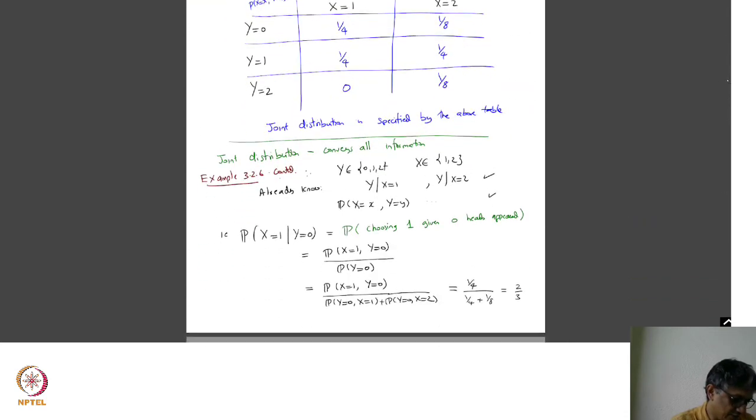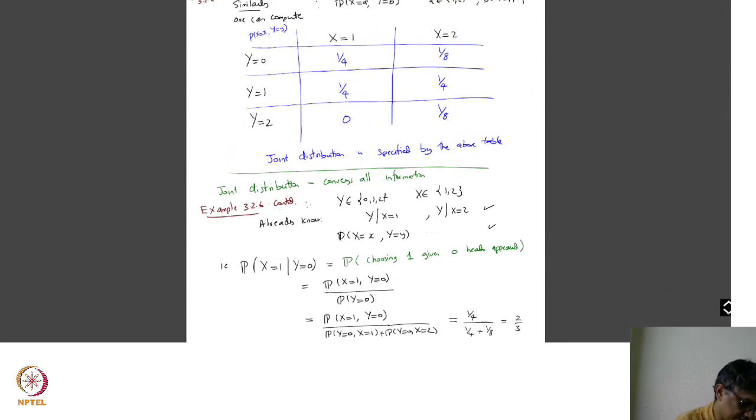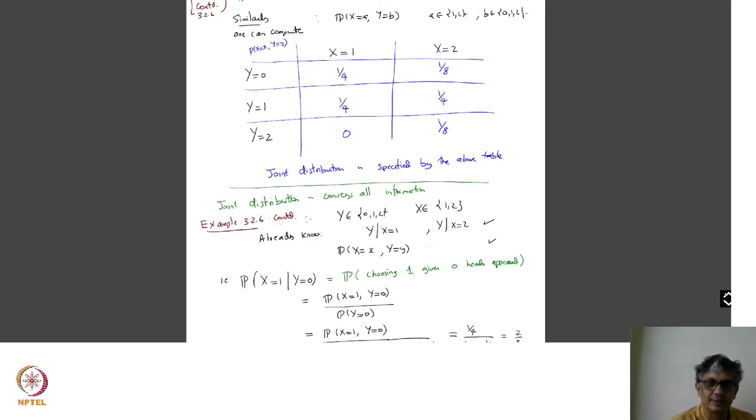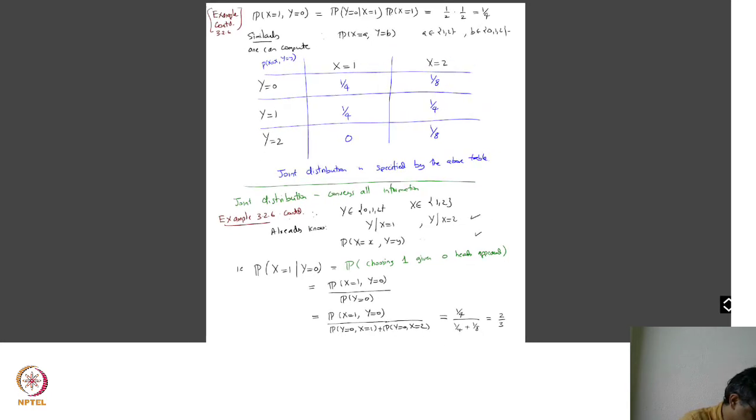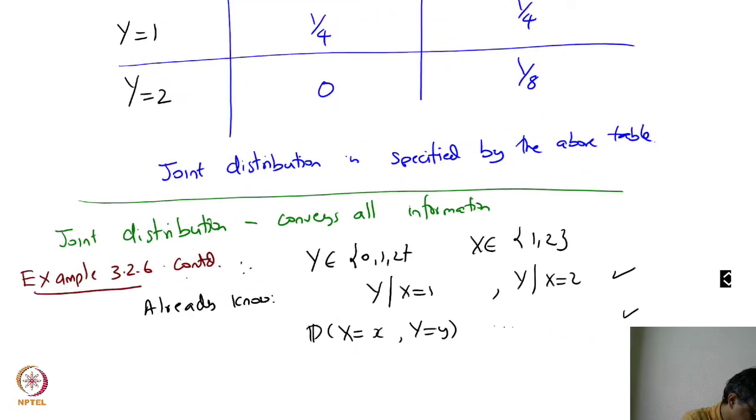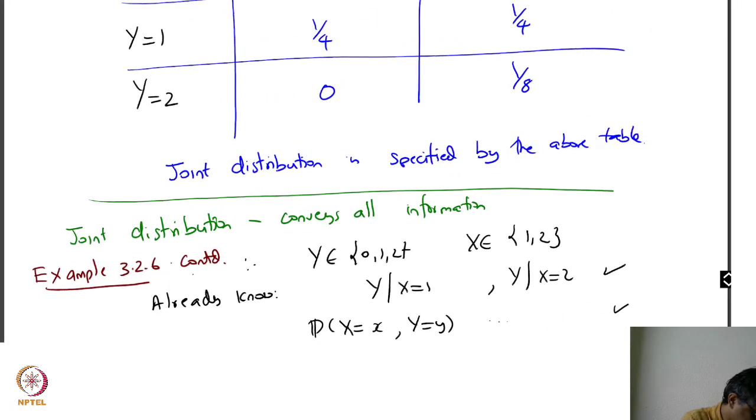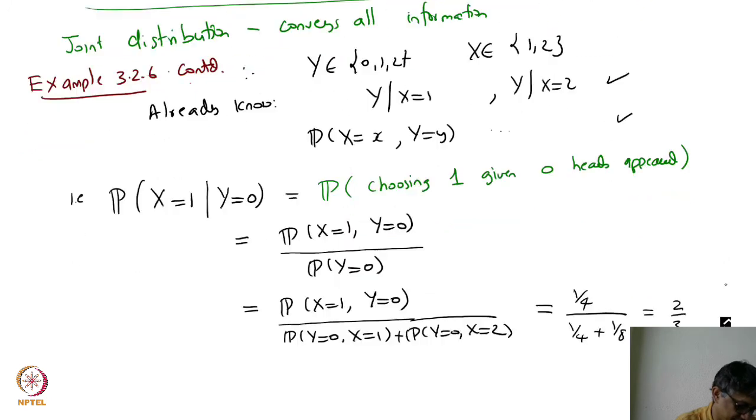So the idea was that I looked at this joint probability table, and then I was able to show you that using the joint probability table, I can compute the distribution of x equal to 1 given y equal to 0. So we can compute other conditional distributions given the joint distribution. So the joint distribution has much more information.